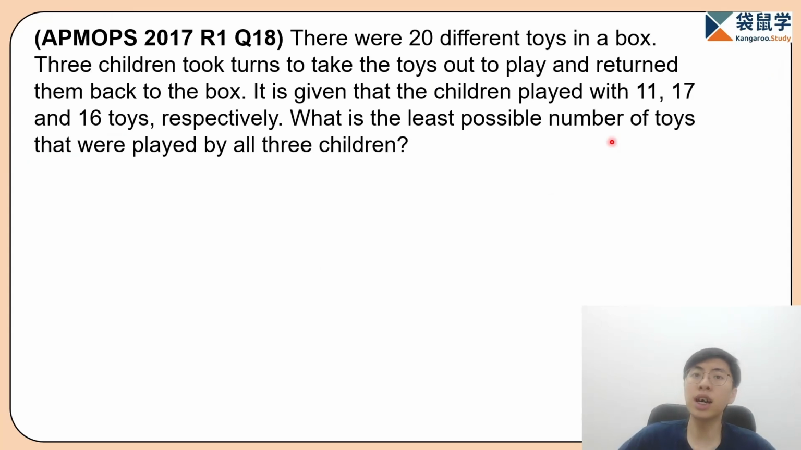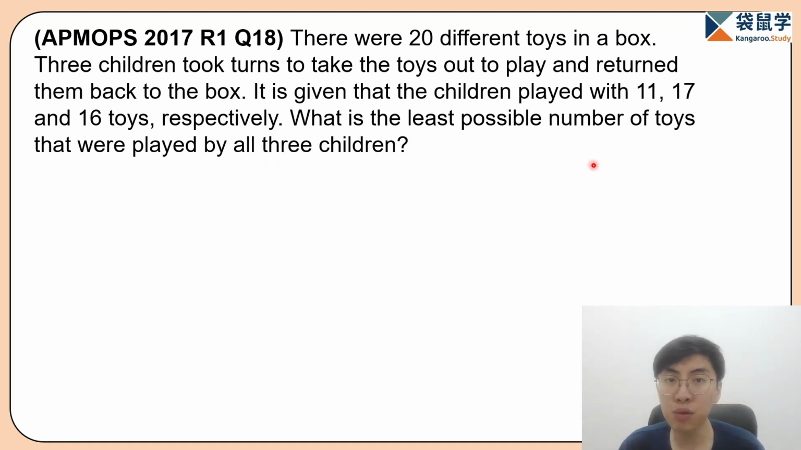This question here says that there were 20 different toys in a box. 3 children took turns to take out the toys to play and they returned them back to the box. It is now given that the children played with 11, 17, and 16 toys respectively. So now, what is the least number of toys that were played by all 3 children?